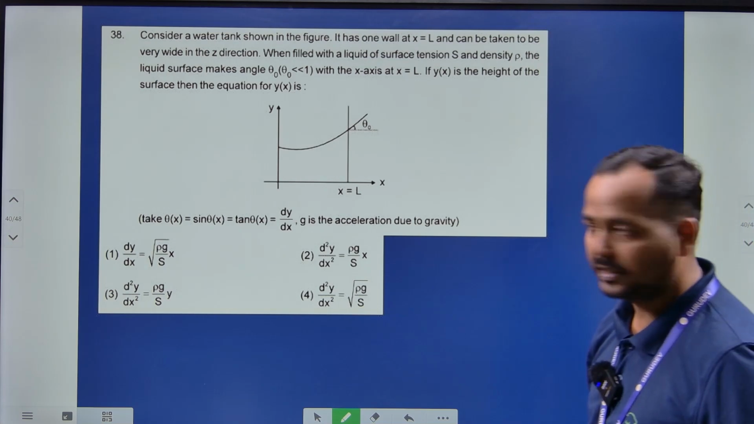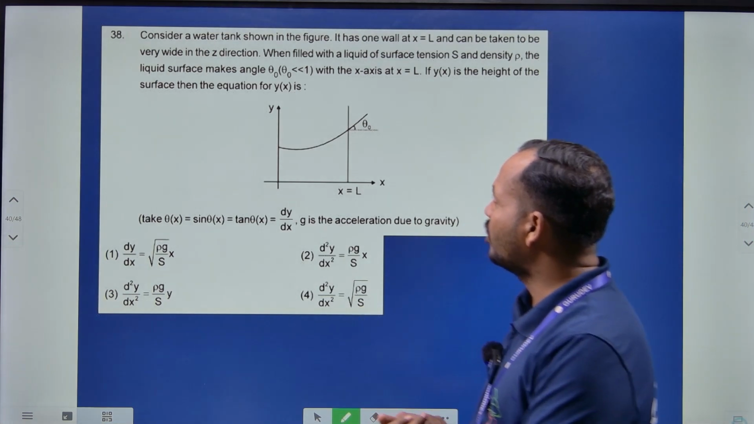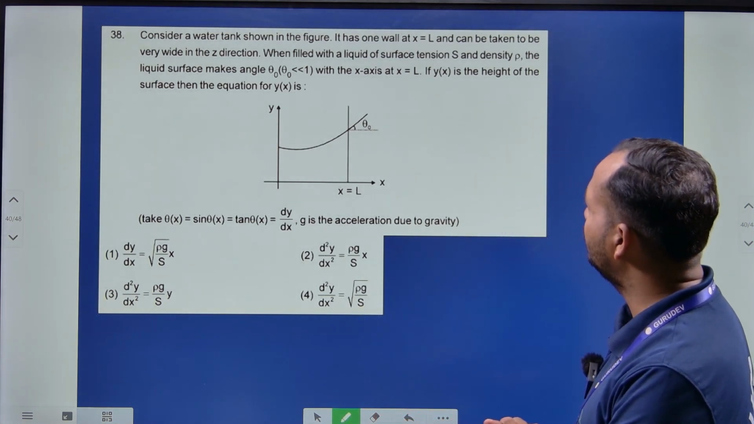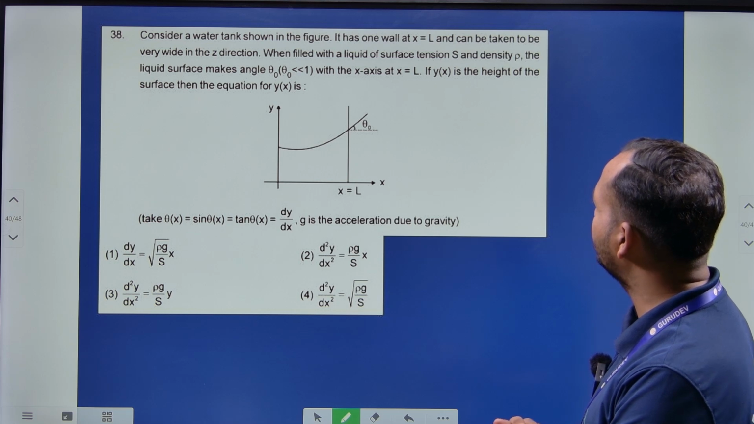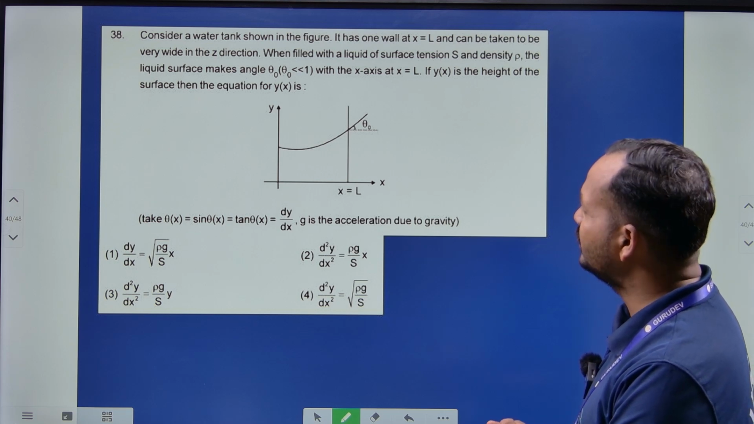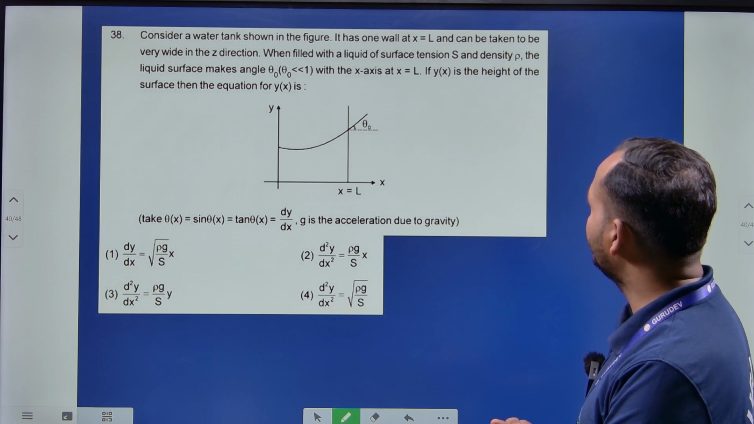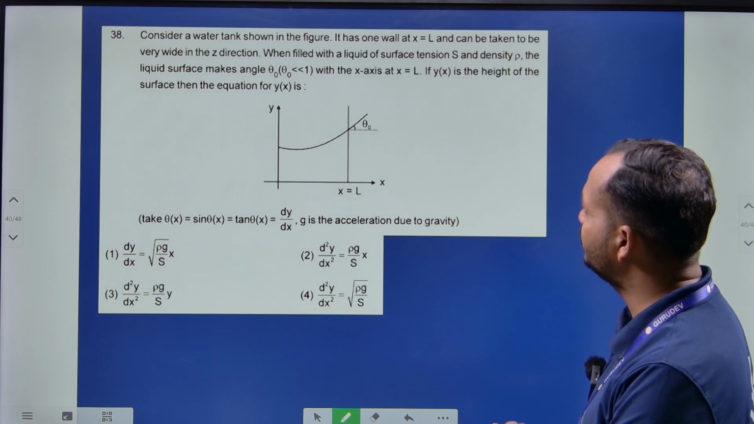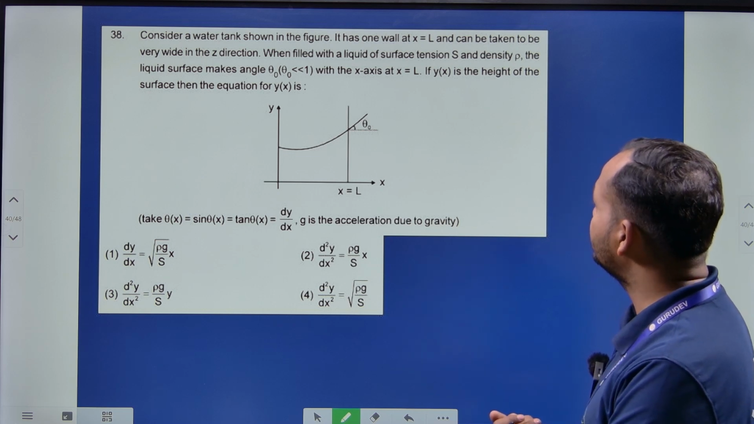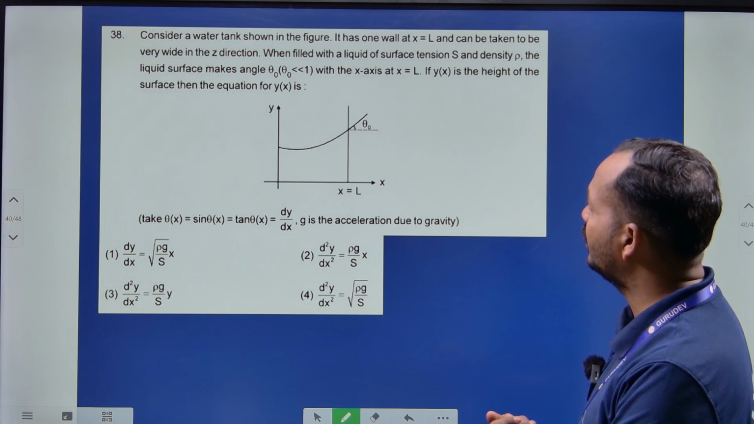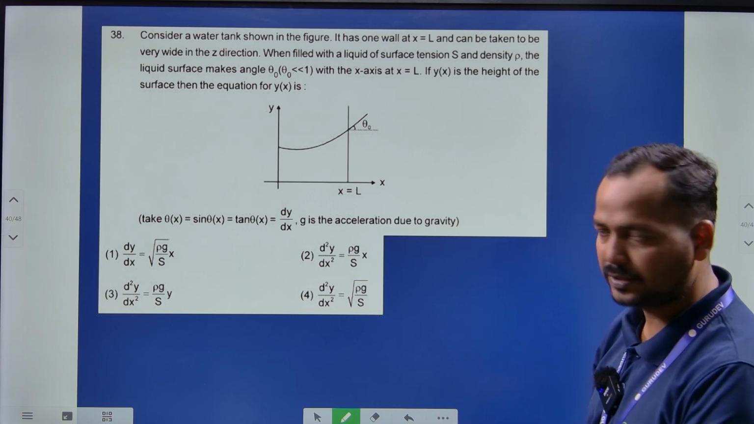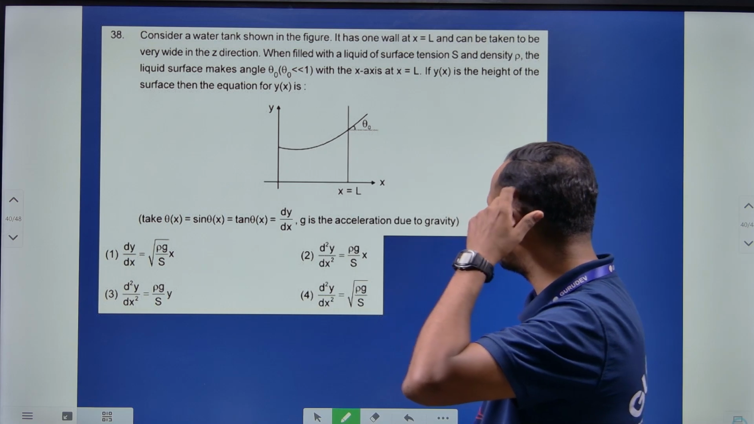चलो अभी नेक्स्ट क्वेश्चन देखते हैं। Consider water tank shown in the figure, it has one wall at x equal to L and can be taken to be very wide in the z direction. When filled with the liquid of surface tension and density rho, the liquid surface makes an angle theta which is less than 1 degree with the x axis, and the height of the surface is y of x. What is the equation for y of x? So they are asking y of x.